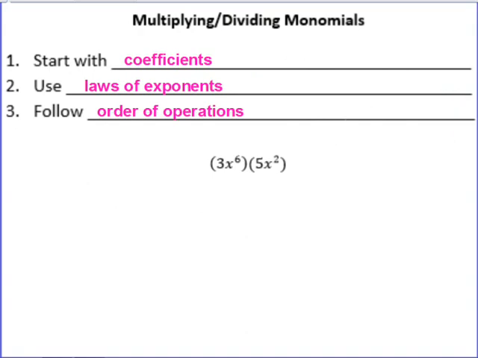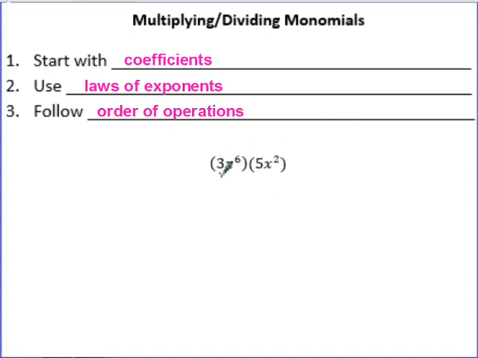Okay, so I'm going to multiply and divide monomials. When we do this, we're going to start with any coefficients or any constants. So I'm going to multiply numbers first, then variables. I'm going to use the laws of exponents that we just learned, and I'm going to also always follow order of operations. So I have this example here.